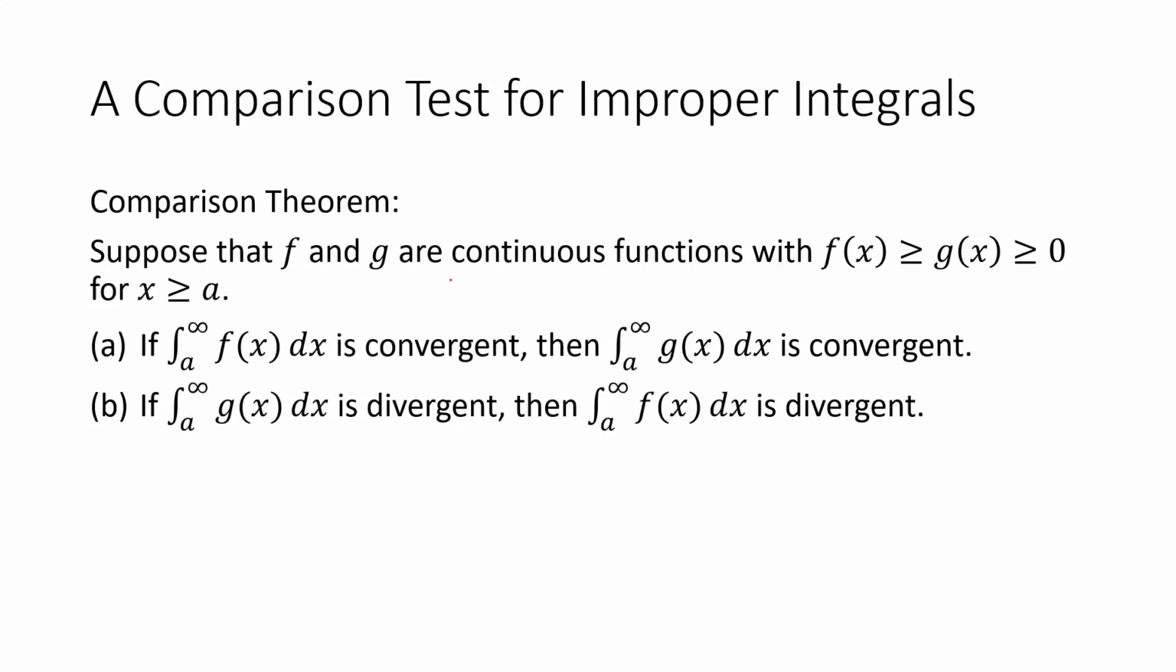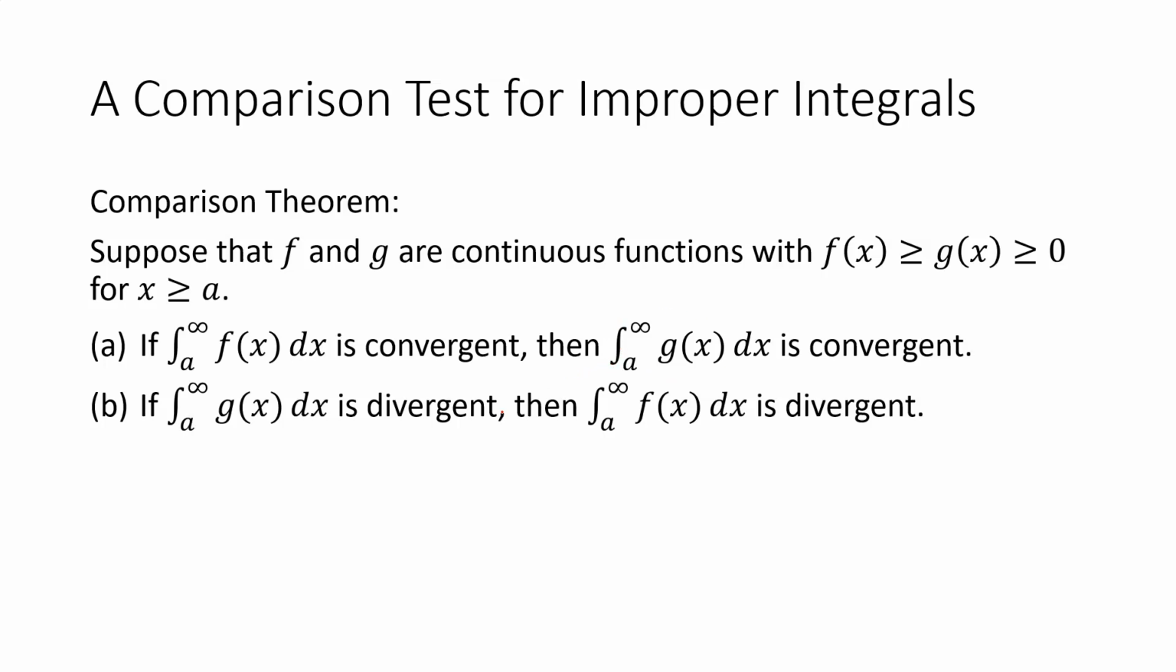And the theorem works like this. So if I've got two functions, f and g, where the f of x function is always greater than or equal to the g of x function, then if the integral from a to infinity of the f of x function is convergent, then the one that's smaller, the g of x function, must also be convergent. So the way you can think of this is that the area under the graph of f of x is finite, and therefore since the g of x one has a smaller area, it must also be finite.